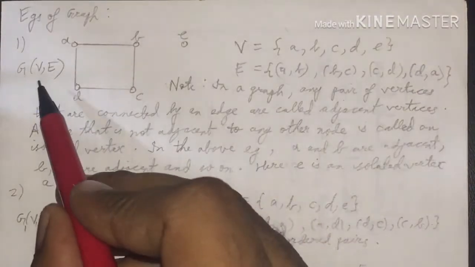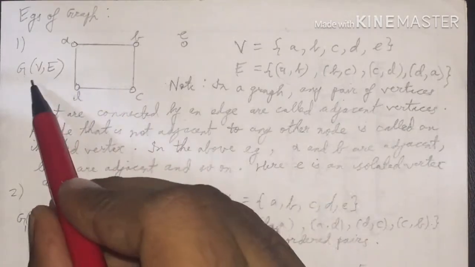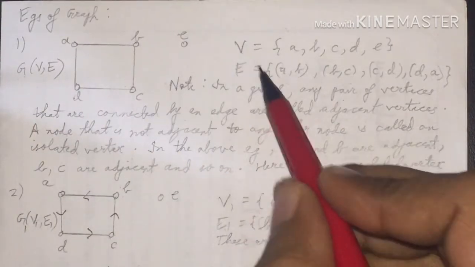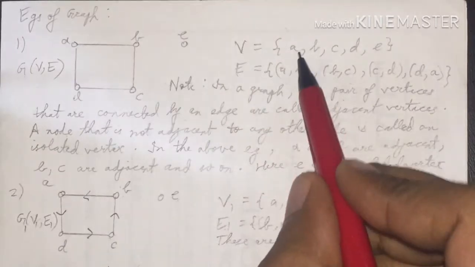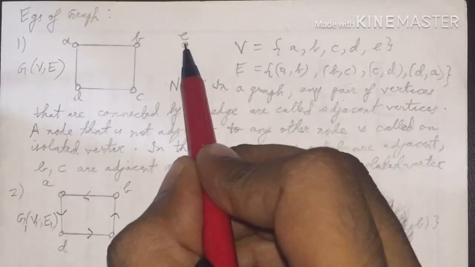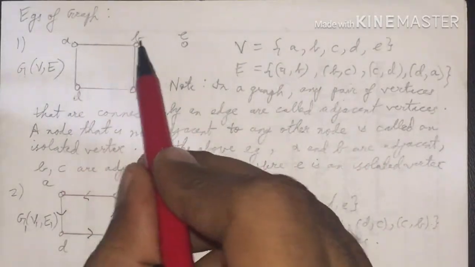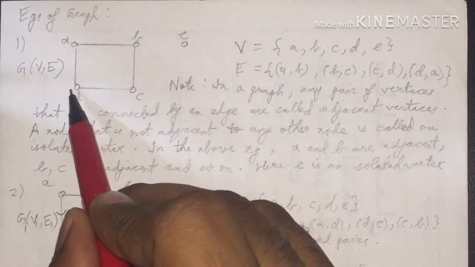Here are some examples of graphs. This is a graph G with vertex set V and edge set E. The vertices are A, B, C, D and E. The edges are (A, B), (B, C), (C, D) and (D, A).